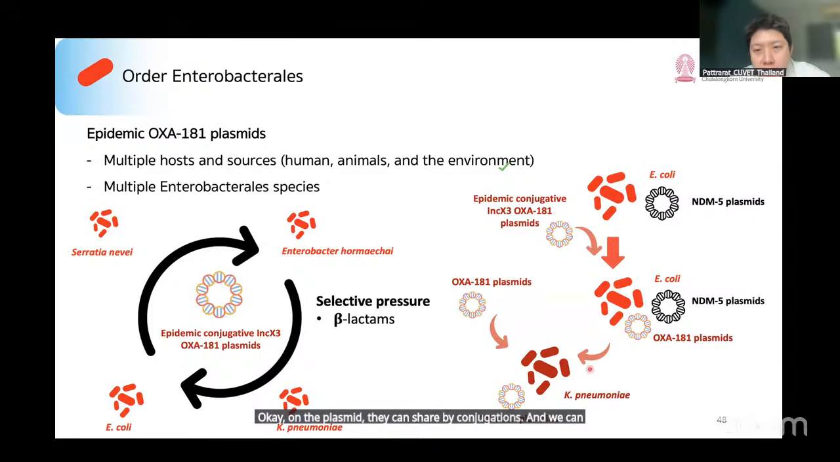And we can see the development of the plasmid and the plasmid evolution. So this is our observation in patients' wards in small animal hospitals. We identified that the use of drugs in animal hospitals makes the inpatient wards a high-risk unit.